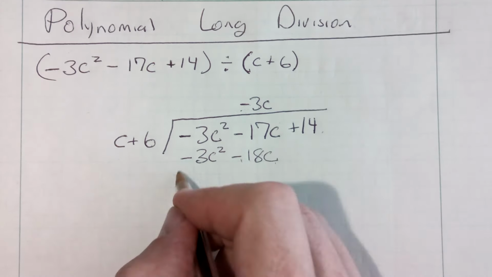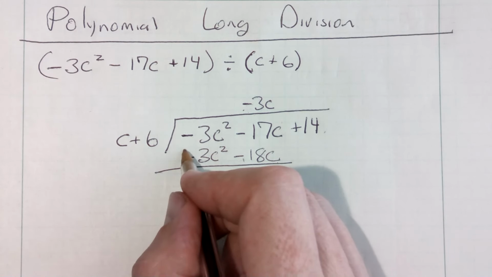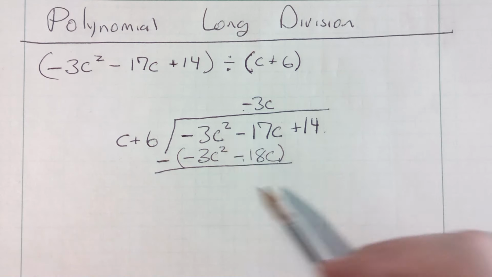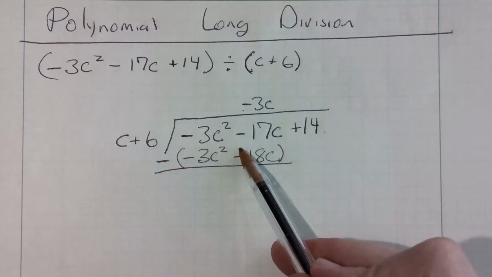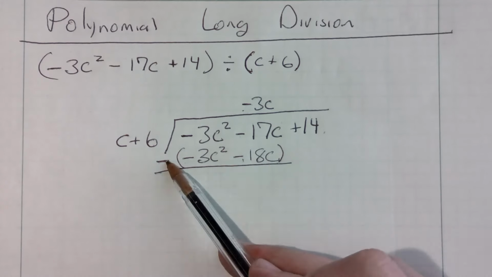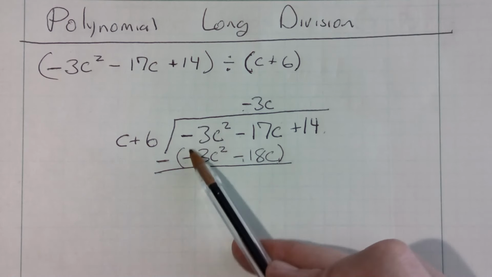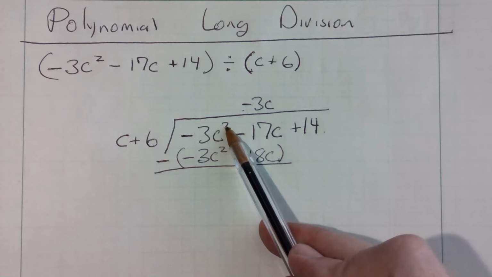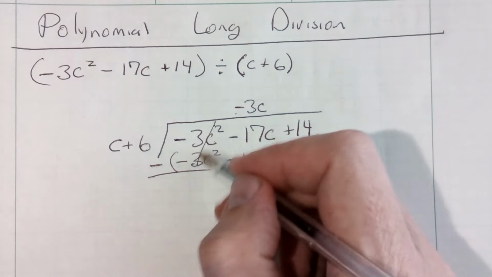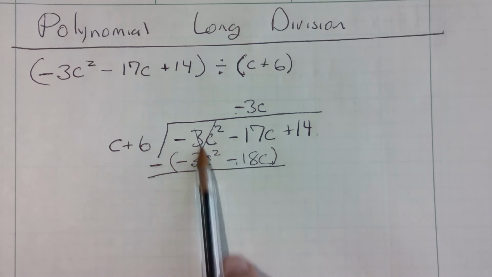Now in elementary school, we learn to draw a line. With polynomials, I recommend you put parentheses around it and put a subtraction symbol out front to help you remember you're subtracting, because the sign issues are the biggest problem. You're going to take a negative 17 and minus a minus at some point. But let's first start with the first term. If you have a negative 3c squared and you minus a negative 3c squared, they cancel. And that's how you know you got the right factor up here: those first two terms should cancel.